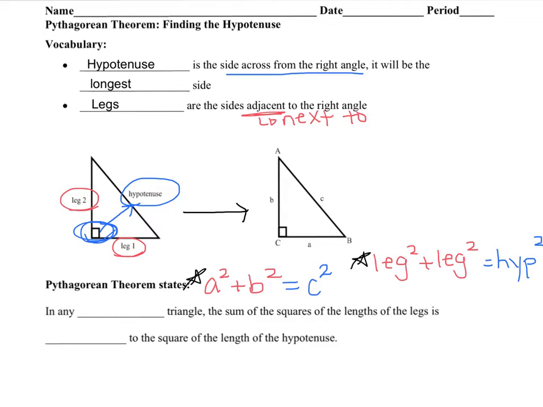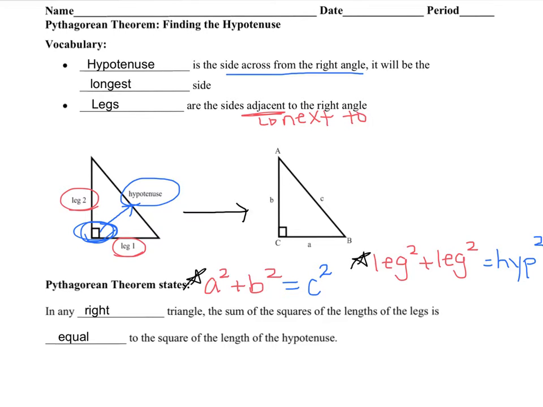So A squared plus B squared equals C squared, and that means the leg squared plus the other leg squared equals the hypotenuse squared. So again, in words, in any right triangle, and the Pythagorean theorem only applies to right triangles, the sum of the square of the lengths of the legs, so you're adding leg 1 squared plus leg 2 squared, is equal to the square of the length of the hypotenuse.